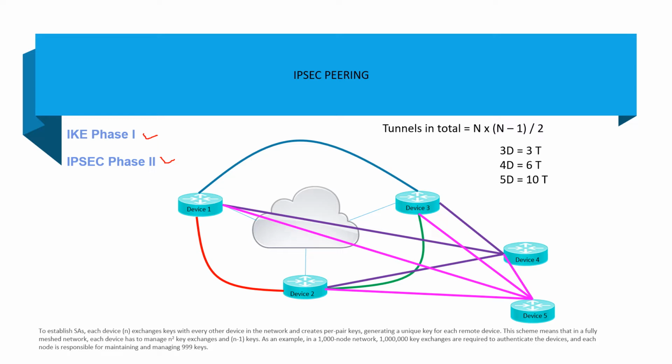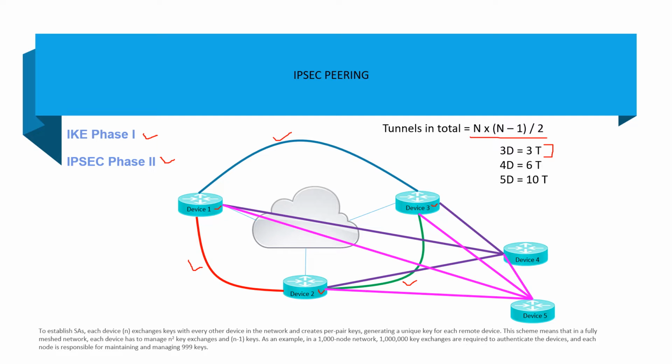In this example, if you look at my screen, I have 5 devices. Let's start with device 1, device 3, and device 2. If I have only 3 devices, how many tunnels am I going to form? This is a calculation. The total number of tunnels is n times (n minus 1) divided by 2. So with 3 devices, it is going to form only 3 tunnels to build a full mesh: my first tunnel, second tunnel, and the one marked in green, which is my third tunnel.